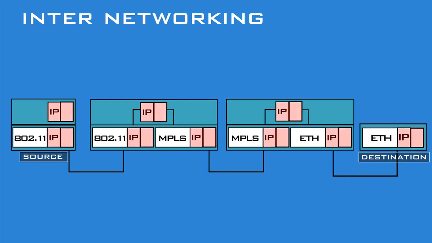So, the IP address is always present in the data, and the different networks in between add their own addresses to the IP packet, and again remove their addresses to look into the IP address. This is how internetworking works.